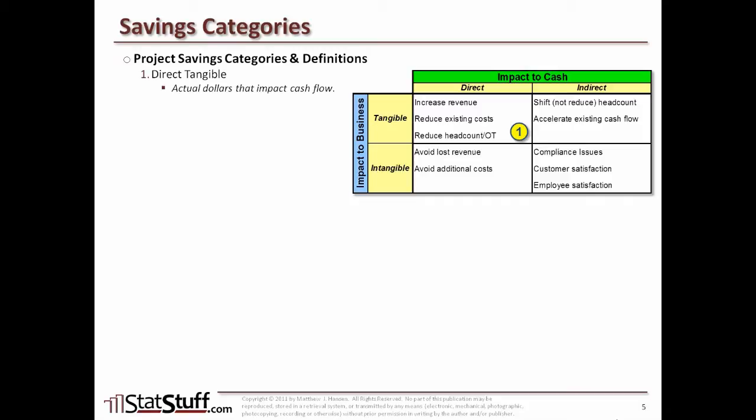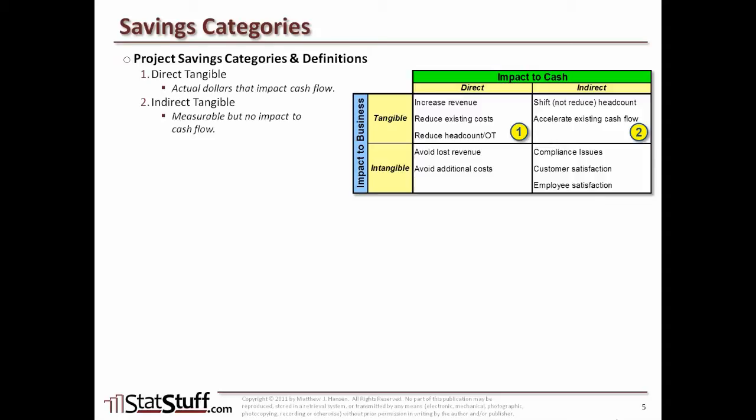So the examples that are given in this particular box would be something like increasing revenue, or reducing existing costs that we have, or reducing headcount, or reducing overtime. Now another category on here is indirect tangible. These are things that are making an indirect impact to cash, but they're still tangible and measurable to the business. So it's measurable but not necessarily an impact to our cash flow.